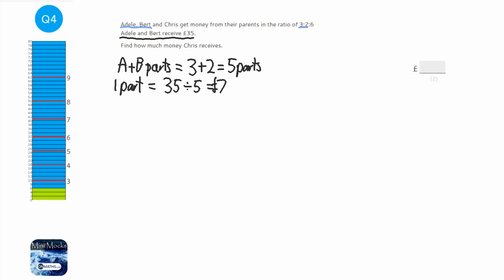Now Chris has 6 parts, so Chris, we're doing now, he has 6 parts. So we do 6 times the £7 that each of his parts are worth, so it's going to be £42. And it's really easy to make mistakes with ratios questions by not reading the question, so just make sure you double check that you understand what the question's asking.